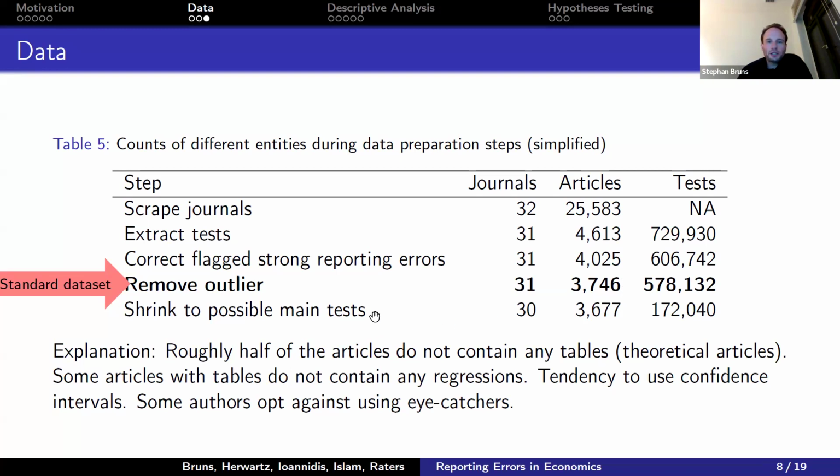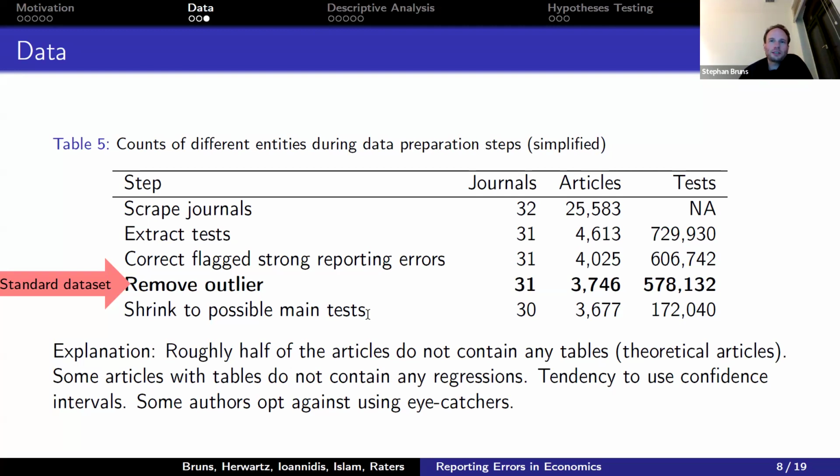Then we also shrink to main tests. So we have all tests reported in the tables, and we look at main tests, and we define this as the first 3 rows in a table. Why are we doing this? We looked at the distribution of the Z values per row, and we saw that in the first row, we have a major discontinuity at 1.96. So indication of selective reporting for significant results.